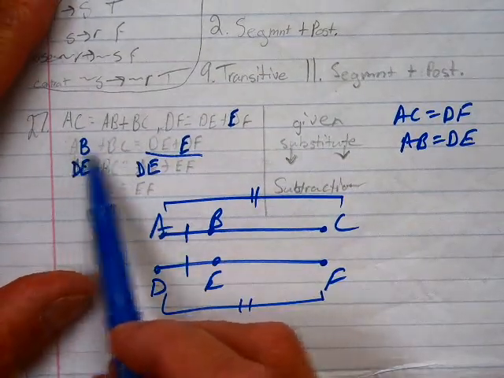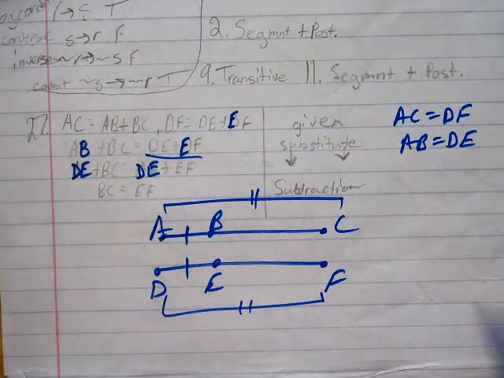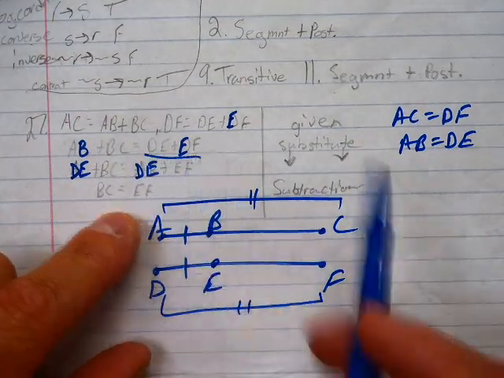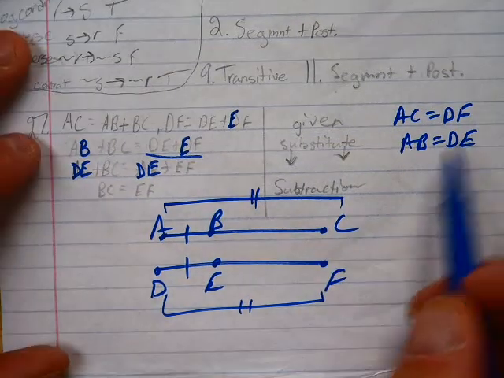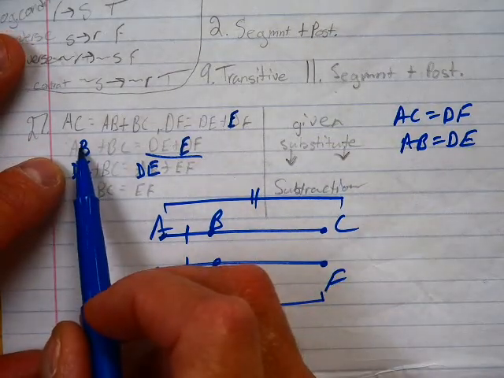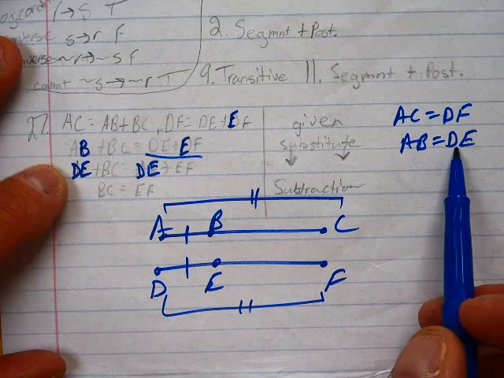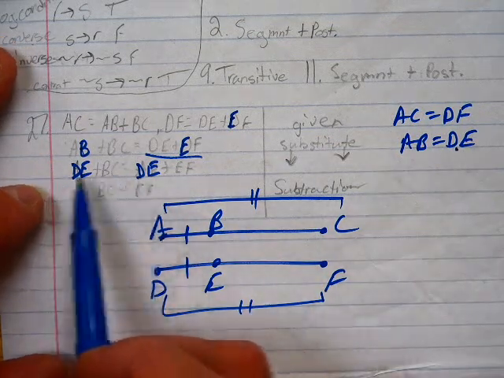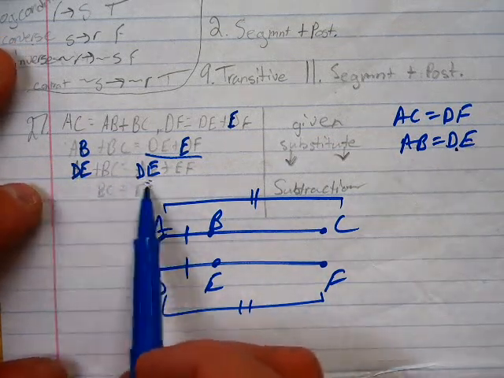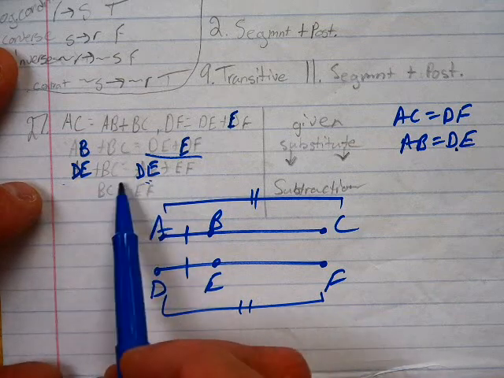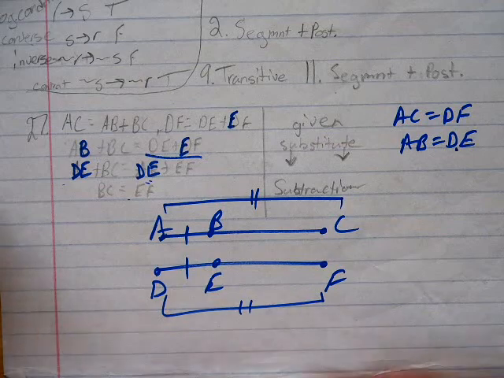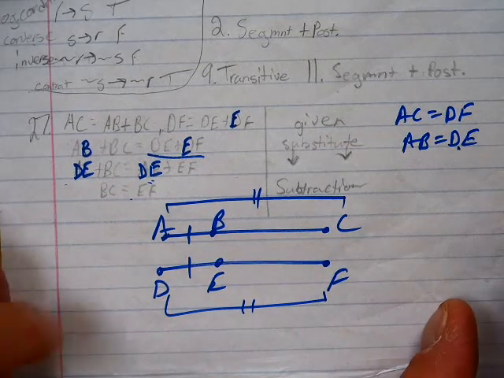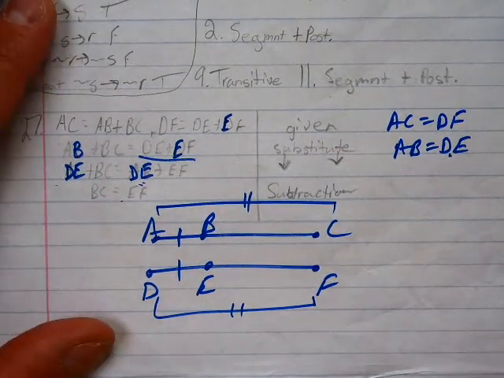So AB plus BC, that's the top segment. DE plus EF, that's the bottom segment. Those two are equal. And then if we make a substitution, let's replace AB with DE. Now I've got a DE on both sides. Since I got the same thing on both sides, what can I do with it? Subtract it, and then I'll get down to BC equals EF. So not totally off base.